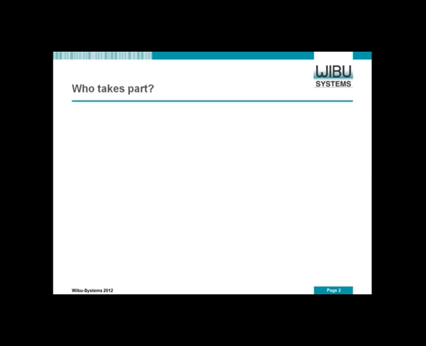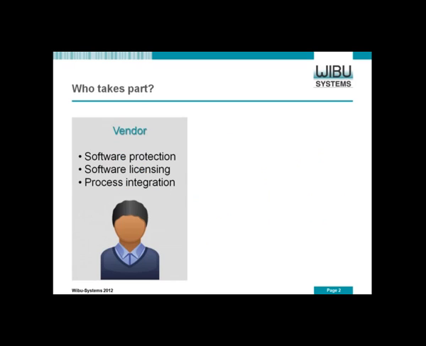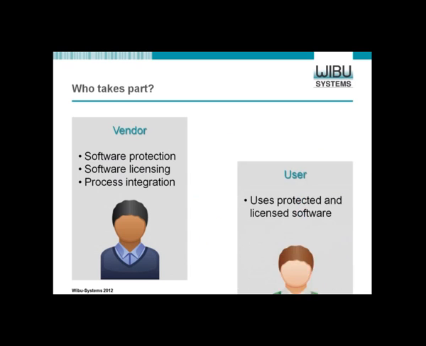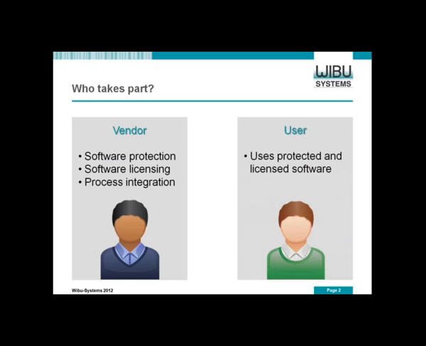Okay, if we take a look at copy protection and licensing, there are two different participants in this process. On one hand, we have the independent software vendor, the ISV, who protects the software, who wants to license the software, who wants to integrate the generation of the licenses, the delivery of the licenses into his processes. And on the other hand, we have the user, and the user just uses the protected and licensed software. And I like to show you both sides of the story.